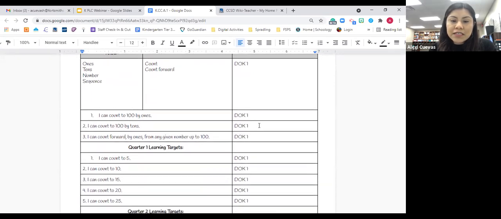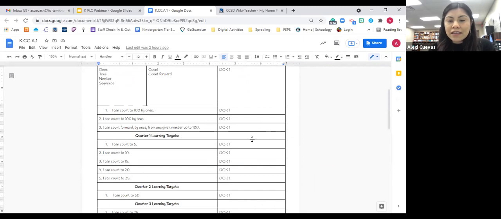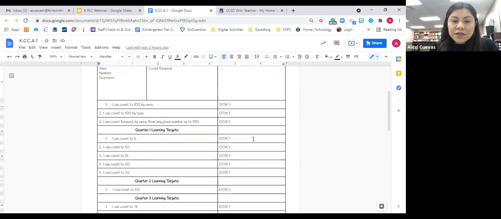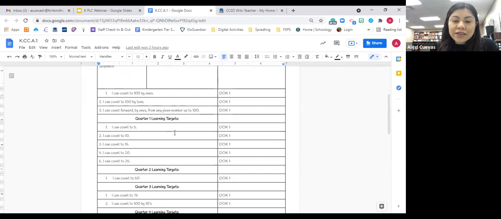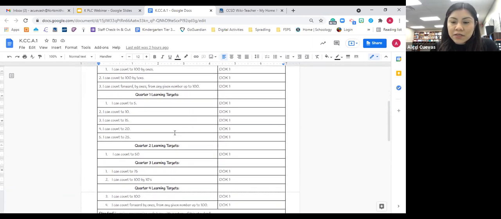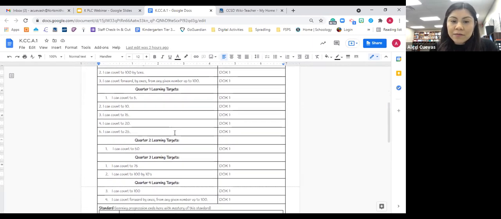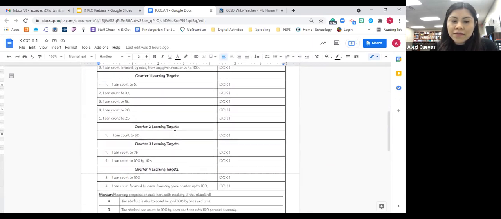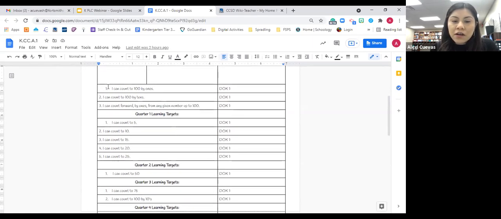And then we went into, so in Fort Smith, we have our report card and it's by quarters. And so we broke this standard down into learning targets by quarter because the report card assesses differently at every quarter for counting. So overall, our learning targets were, I can count to 100 by 1s. That's the goal by the end of the school year. I can count to 100 by 10s, and I can count forward by 1s from any given number up to 100.